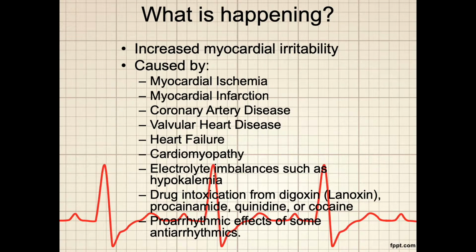The source of ventricular tachycardia is usually increased myocardial irritability caused by things such as myocardial ischemia, myocardial infarction, coronary artery disease, valvular heart disease, heart failure, cardiomyopathy, electrolyte imbalances such as hypokalemia, drug intoxication from medications such as digoxin, procainamide, quinidine, or cocaine, and the pro-arrhythmic effects of some of the anti-dysrhythmics given for this very purpose.